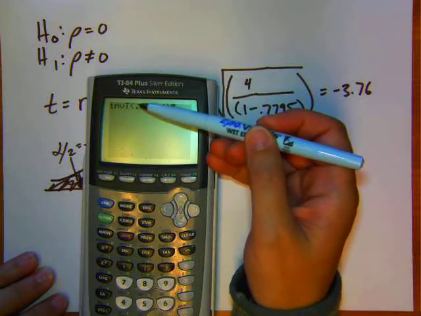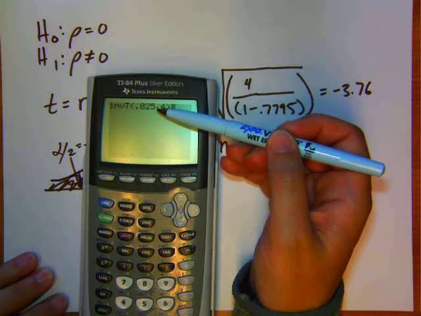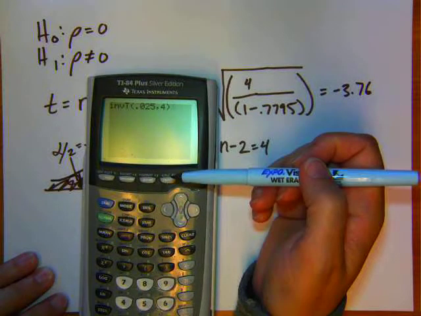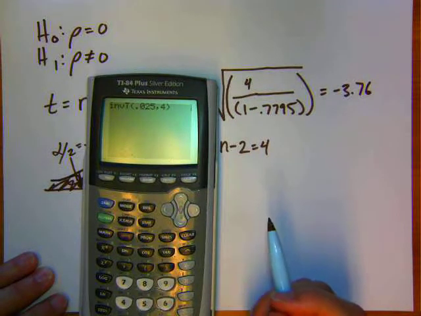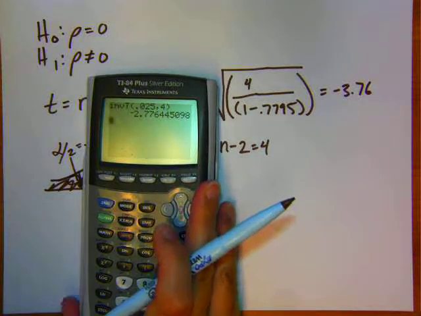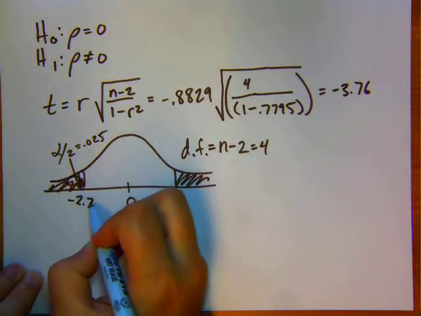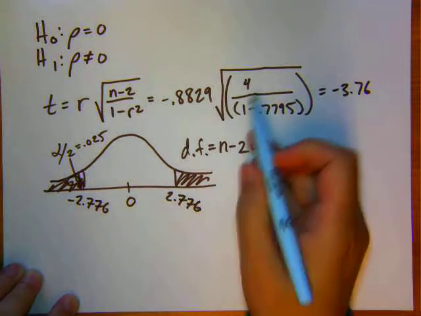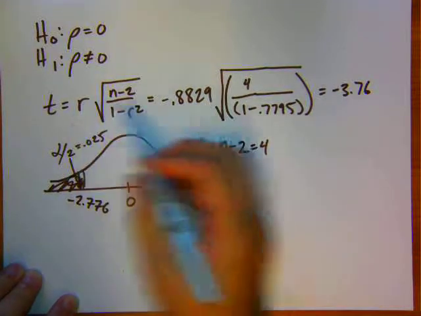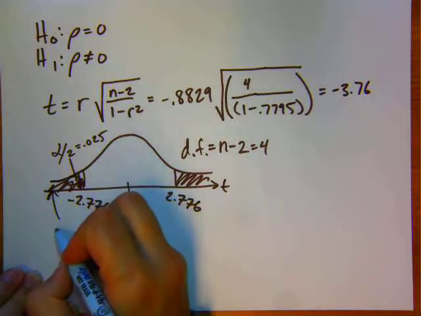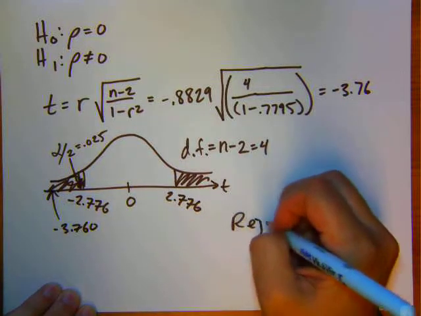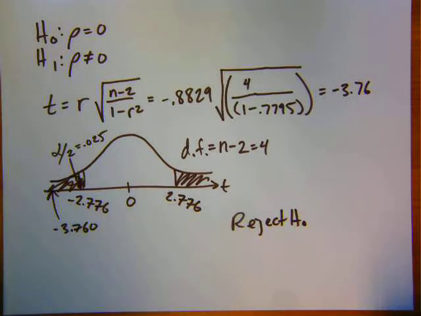Some of your TI-84s will actually start out with this menu, and you just type in 0.025 comma, the comma is right above the 7 key, then your degrees of freedom in parentheses, and then hit enter. Negative 2.776, and it's symmetric, so we have positive 2.776 over here. We're comparing this t, these are t's as well, but those are critical values, and here's the test statistic. That t is out here in the tail, so we would reject H naught. Same thing that we got with the other method over in here.